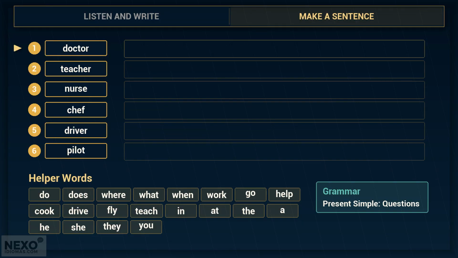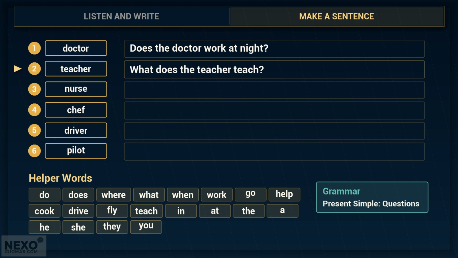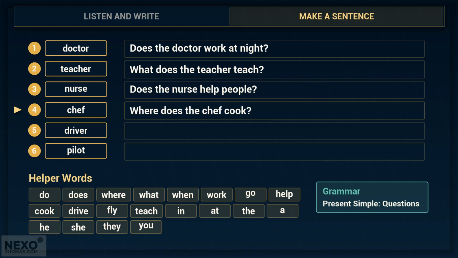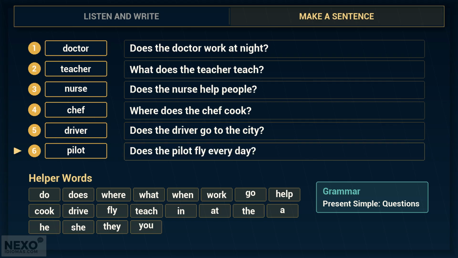Doctor. Does the doctor work at night? Teacher. What does the teacher teach? Nurse. Does the nurse help people? Chef. Where does the chef cook? Driver. Does the driver go to the city? Pilot. Does the pilot fly every day?